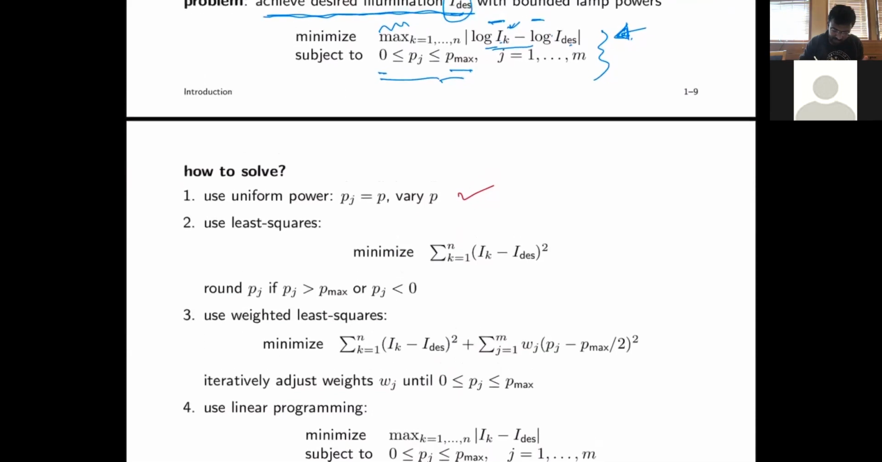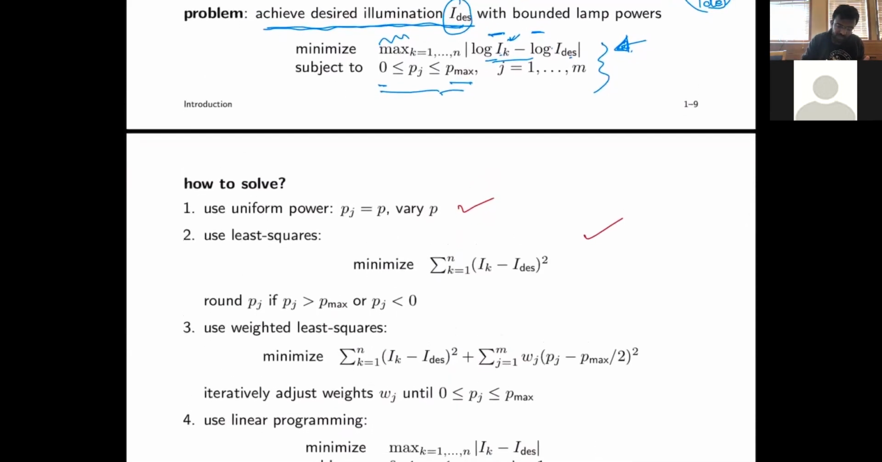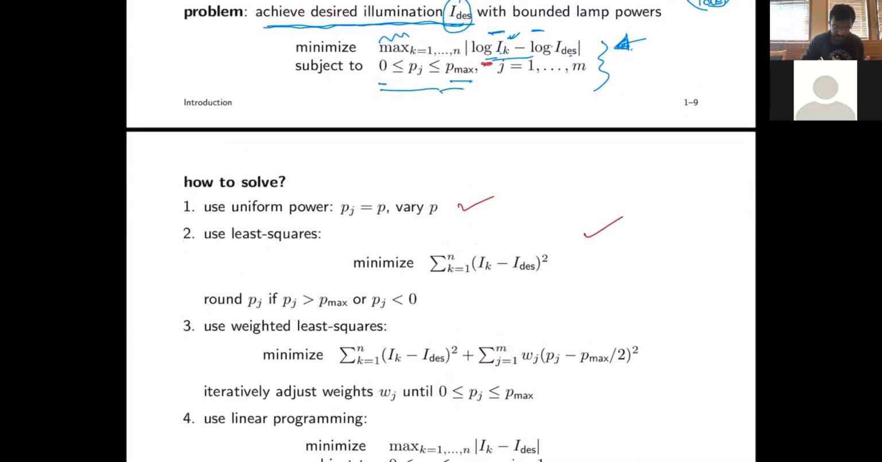The other thing is, it's very difficult to deal with this log and all, so I just drop it and use a least square here. I just minimize this. But this is different from the original problem. Here also we made some adjustment. Don't worry about the solutions and all. We are just saying what the tricks are, or how we approach a problem to solve it.